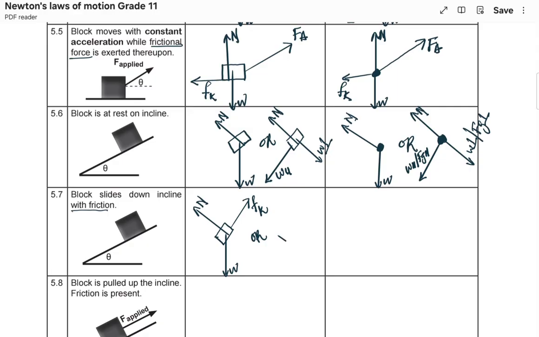I'll be having this. Okay, so that will be force going up. So we know this one is normal. Then now I'll be having weight parallel. I'll be having weight perpendicular. Then now, because it's moving downwards, this side I'll be having kinetic. Okay, same applies to this side.